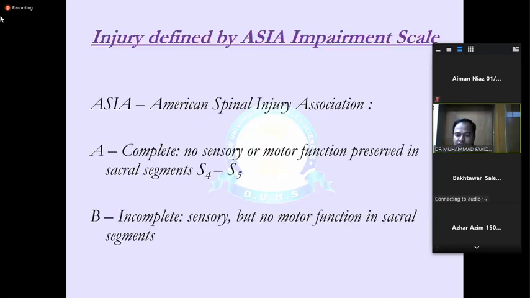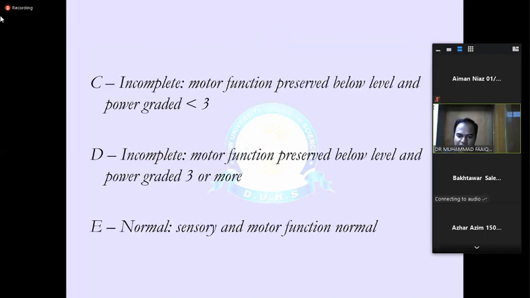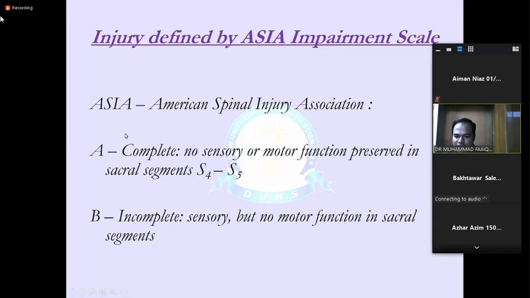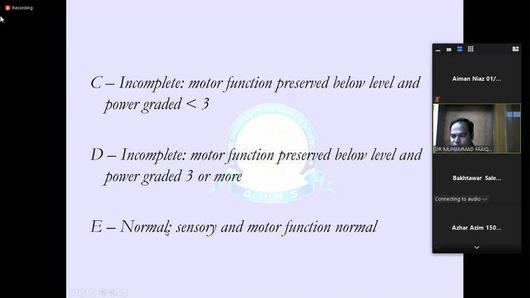To assess the severity of spinal cord injury, there is an important scale called the ASIA impairment scale. What is the ASIA impairment scale? It is the scale to gauge the severity of spinal cord injury. There are five grades: A, B, C, D, E. E is normal, A is worst. A has no sensory function, no motor function. And E is normal, both sensory and motor function are intact.